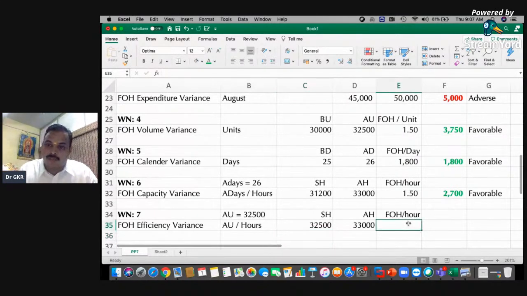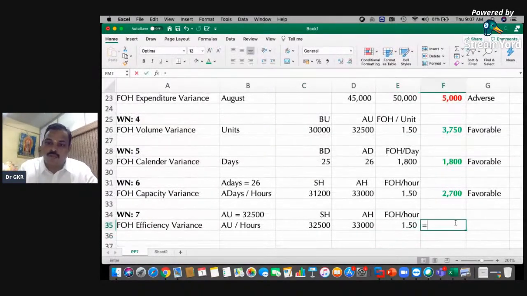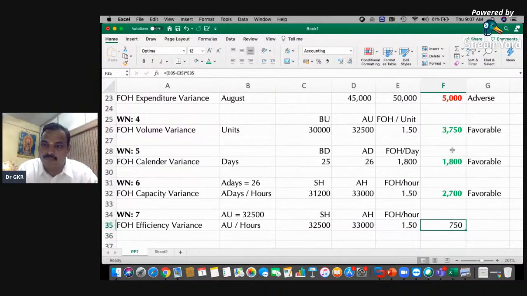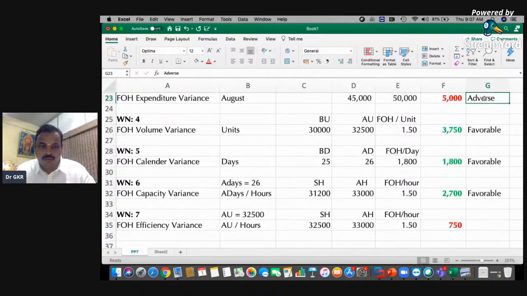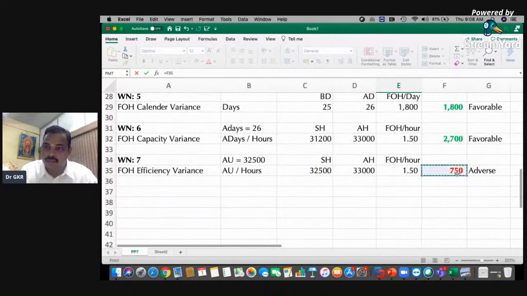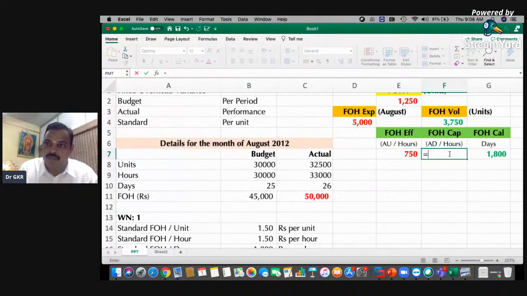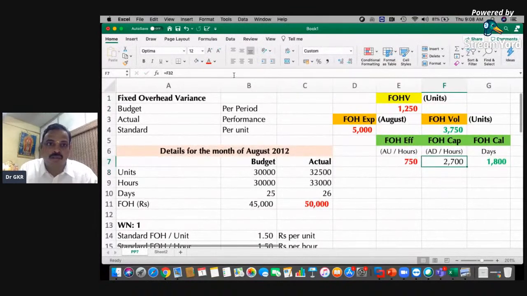Inefficient. So what is per hour fixed overhead cost? Per hour fixed overhead cost is 1.5. So therefore, 33,000 minus 32,500, which is adverse 500 hours. So it is 750 adverse. So this is 750 adverse. And capacity is favorable. Capacity is 2,700 favorable. Okay.